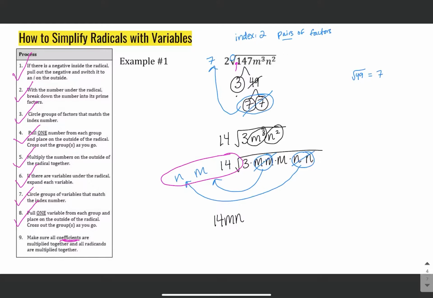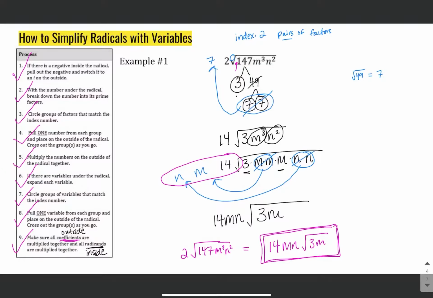And all radicands would mean on the inside. So outside, and then inside. So those need to be multiplied together. So radical here, and notice I've got 3 and an m, so just 3m. And at this point we are done. So this is my final answer here, my final answer. So 2 radical 147 m cubed n squared is the same thing as 14mn radical 3m.